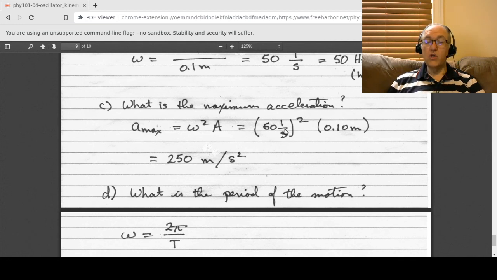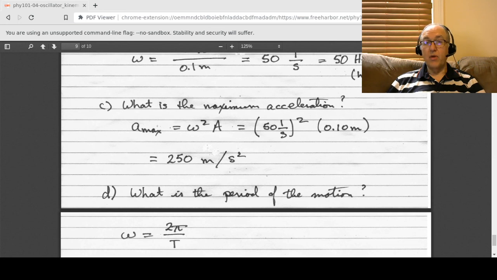Okay, so usually I don't plug the units into the formula, but just in this particular case, or even in the previous problems, I wanted to show you that the units actually do work out to what we expected. In a previous lecture, I showed you that the units for acceleration are meters per second squared. Does meters per second squared come out of this formula? Yes, it does, because you get a per second squared here, and you get a meter here, so you get a meter per second squared. So the answer is that the maximum acceleration is 250 meters per second squared.